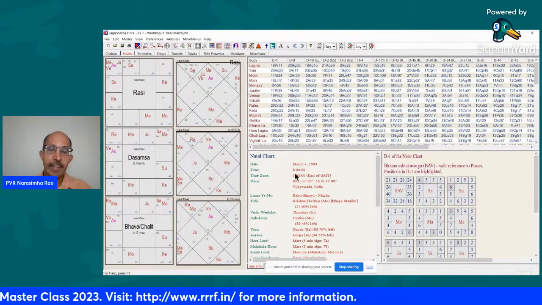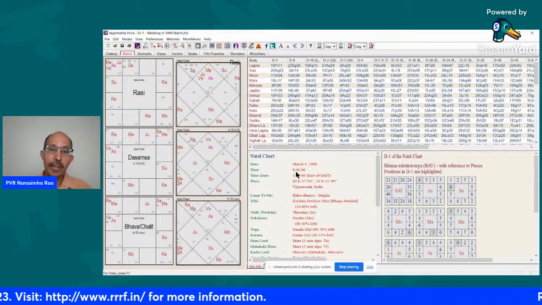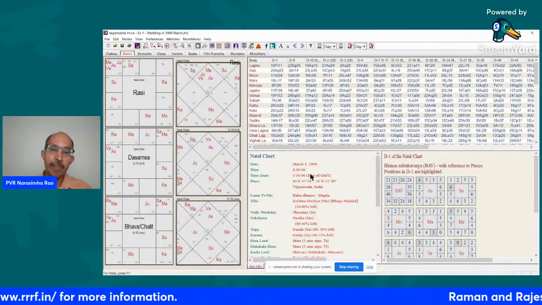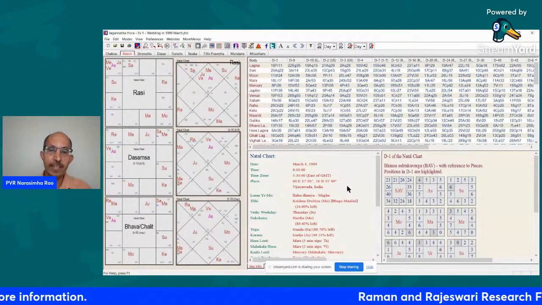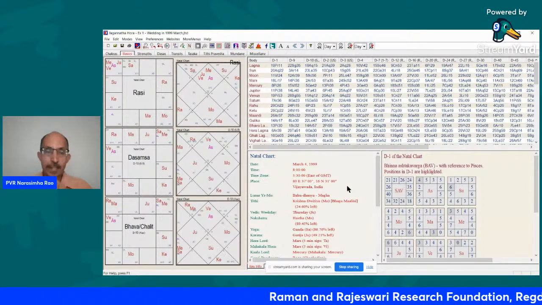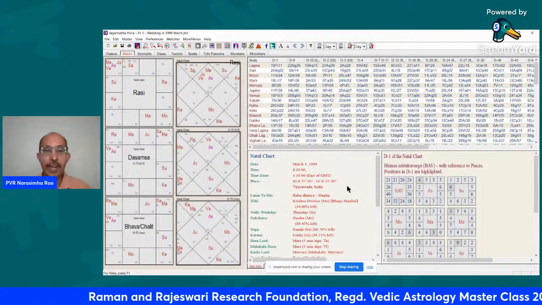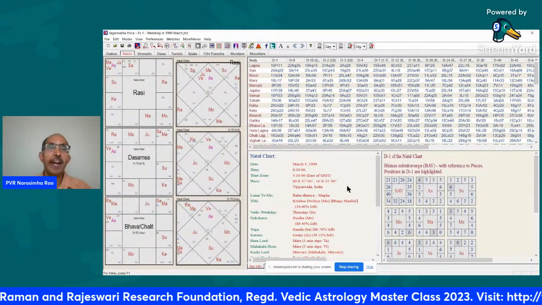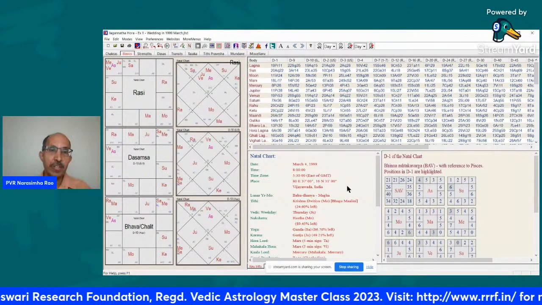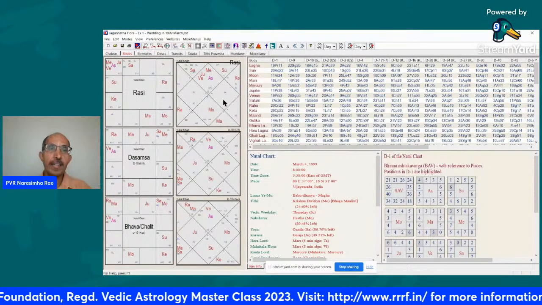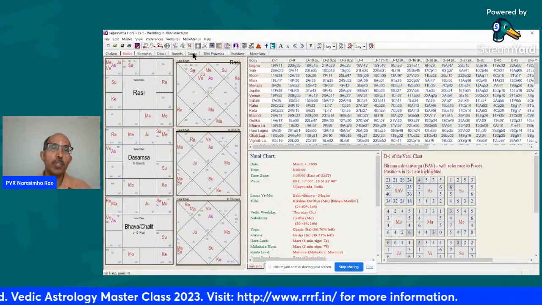Okay, so the data is March 4, 1999, 8 a.m., Vijayawada, India. This is the longitude and latitude. This is the chart of the wedding. This is not the chart of the bridegroom or bride, but this is the time when they got married, when the marriage occurred. So let us see what are the years we said, 2001.